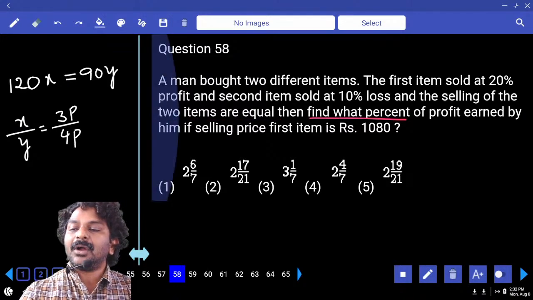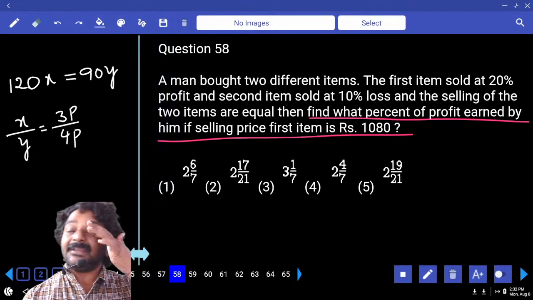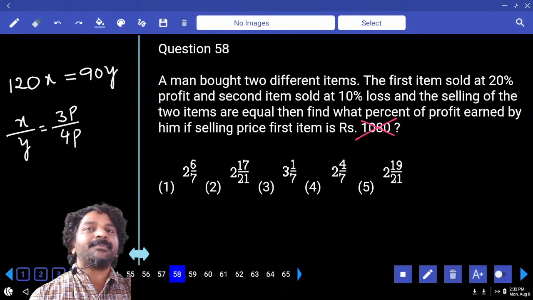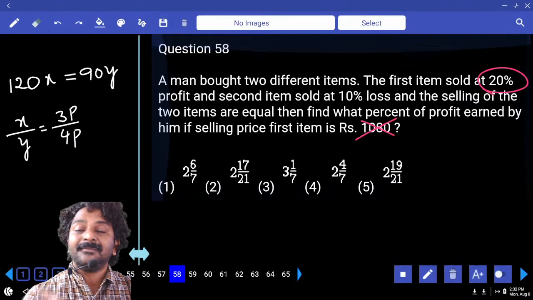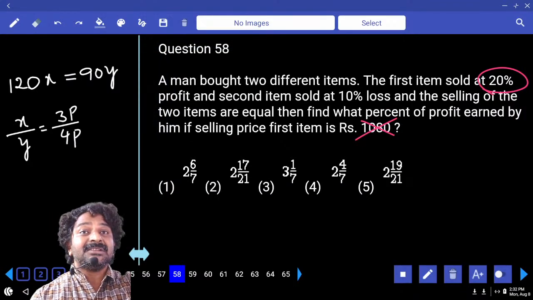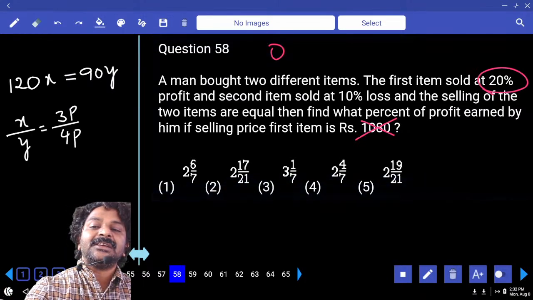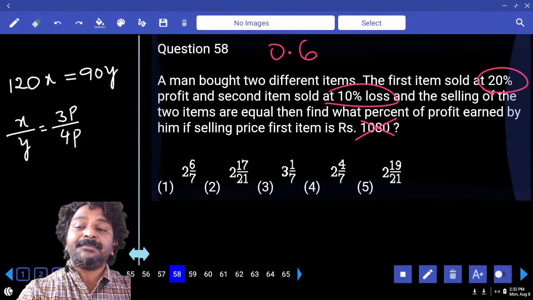Now find what percent of profit is earned by him if the selling price of the first item is 1080. I don't need this number because our question is about percentage. And you know that the first item is sold at what percent profit? What is its cost price? 3 parts. On 3 parts only, 20% is calculated. How much is that? 0.6.